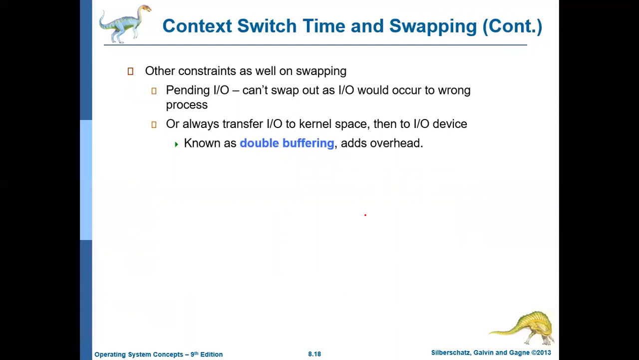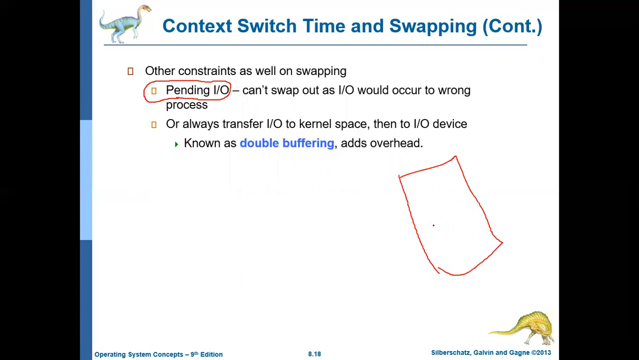So is there any other constraint for swapping? Yes. There is one important thing called pending I/O. If a process is performing or waiting for an I/O operation to complete, at that time the process should not be swapped, because if it got swapped during that time, it may create some other issues.